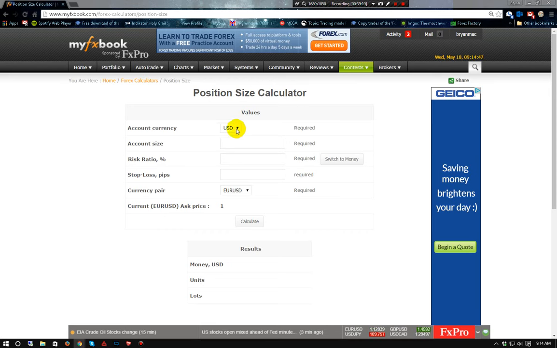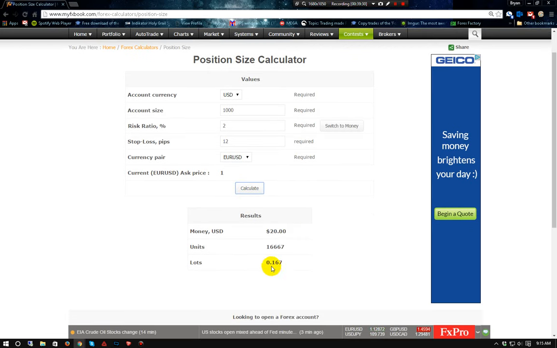So let's say account currency USD, your account size is 1,000. Risk ratio 2%. And I'm going for a stop loss of 12 pips. Currency pair USD, calculate. So what I'm looking at is 0.167, so I just round that up to 0.17 lots. And I'm only risking $20. It's as simple as that. That's what you're looking at, and that's how you get your position size.